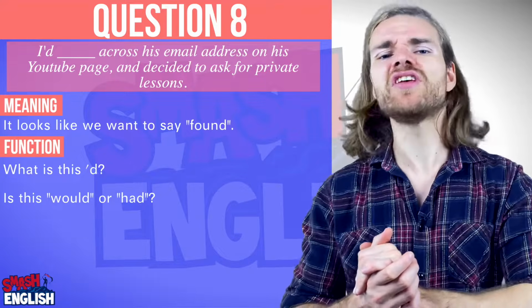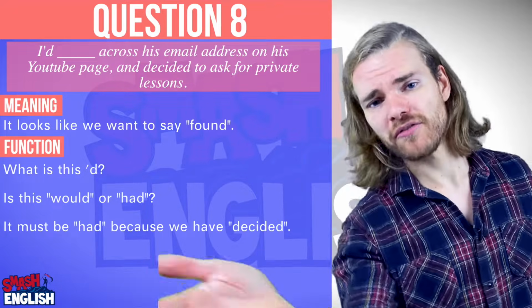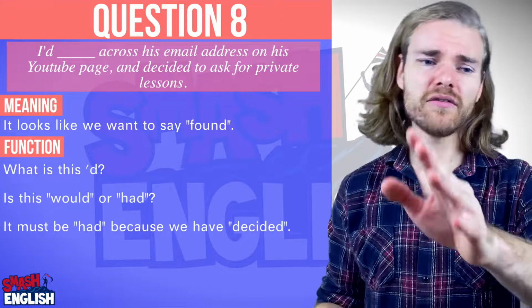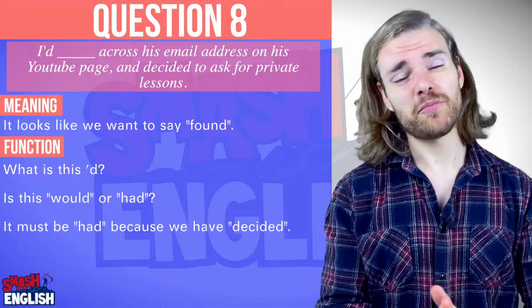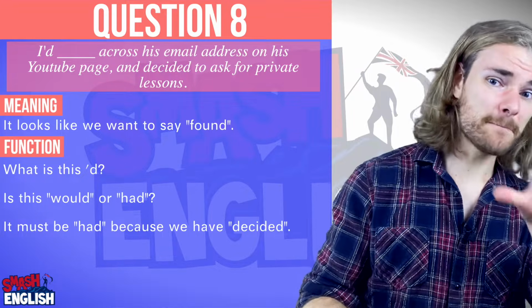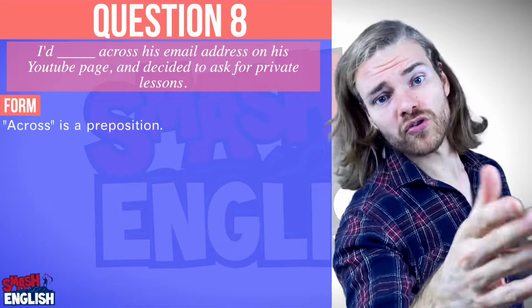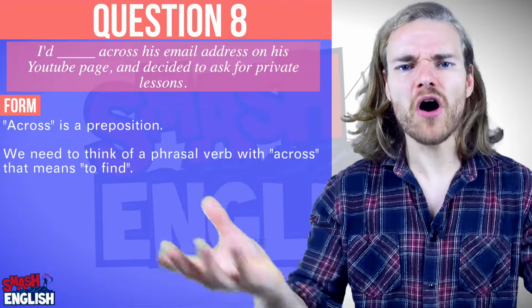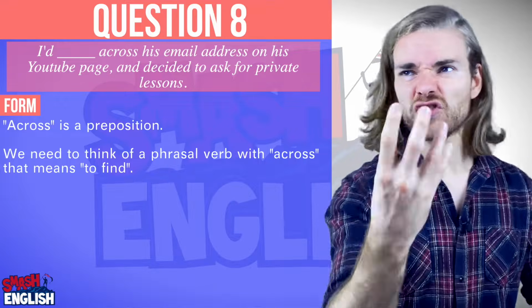Well, we know that this D must be had. It's part of the past perfect. How do we know this? Because we have decided. And after would, we always need an infinitive because would is a modal verb, obviously. So, I had across. Of course, across is a preposition. So we need to create a phrasal verb that means find, to find.